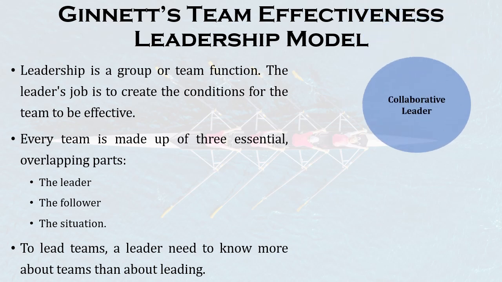These factors are: first thing, there should be a leader. Second, if there is a leader, then there should be a follower. And if they are creating a team, that means a team is created to achieve a particular objective or to complete a particular task. So that task becomes the situation. Now, what this theory says is to effectively lead a team, a leader should know more about team than leading. If that leader knows how good this team is, then he can lead in an efficient manner.